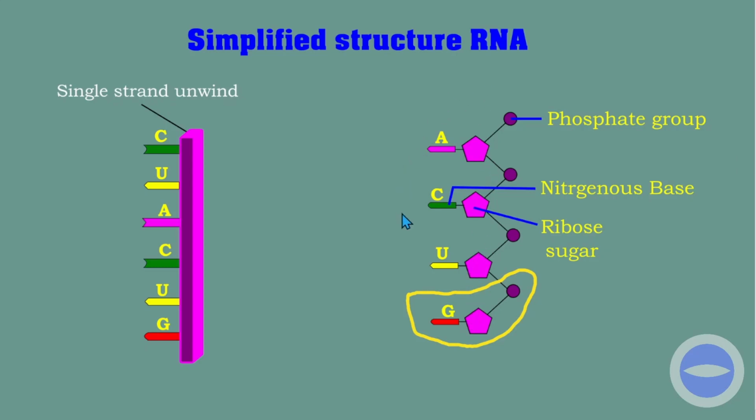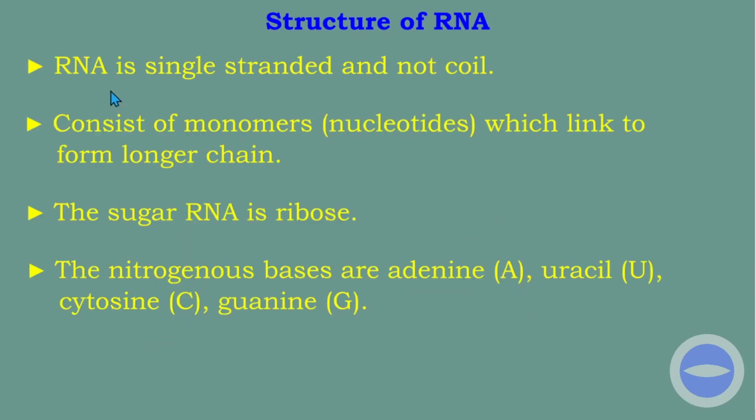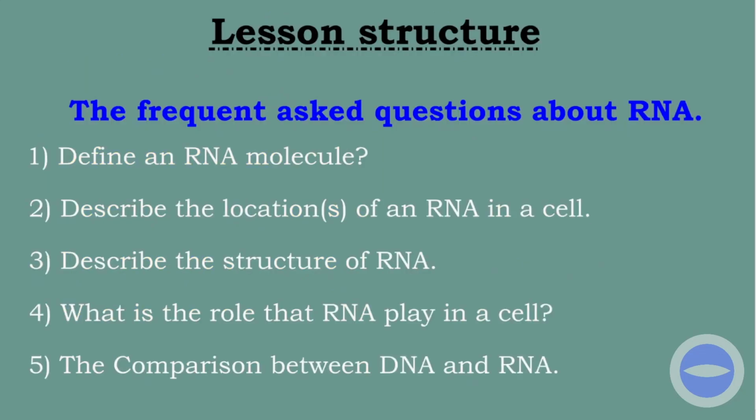We must be able to interpret this structure. Note that phosphate is bound to the sugar molecule, and the nitrogenous base is also bound to the sugar molecule. This is the structure that they're talking about. You must be able to draw it, and you must be able to explain it. You must be able to describe it, because sometimes they will tell you to describe the structure of an RNA. So let's go back into our lesson structure.